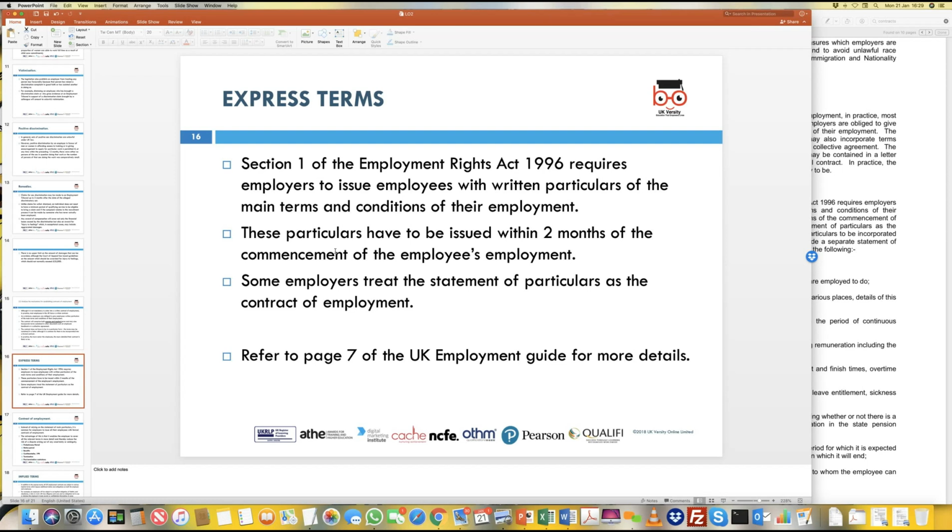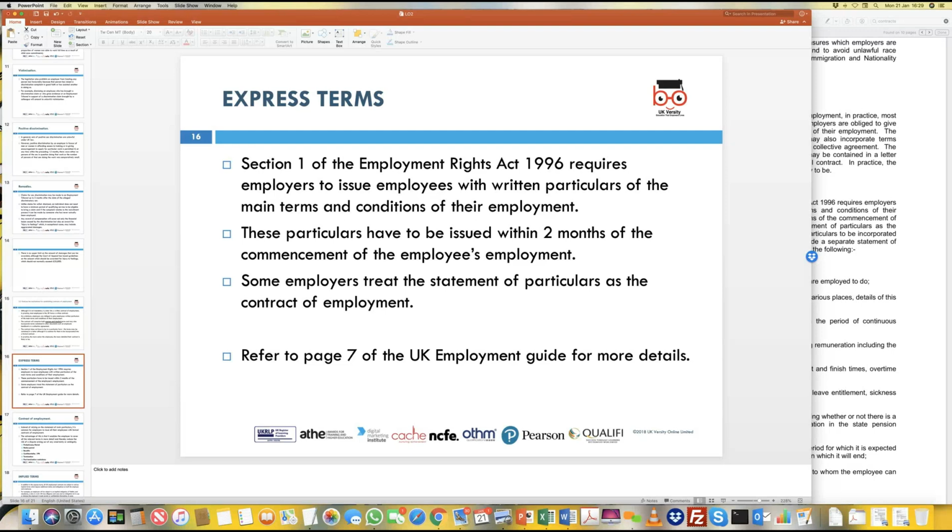That means if I employ somebody today, which is say 1st of January as an example, I need to issue a written contract which needs to be signed off both by the employer, or the legal representative of the employer, and the employee who is accepting the contract, within 2 months of the start of the employment. So that is to say before 28th February.